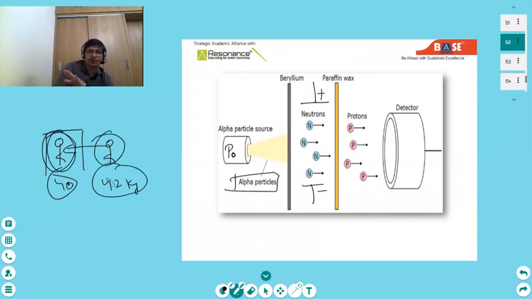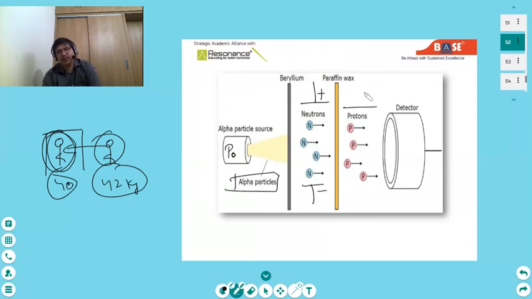The same concept is used here. The neutron which is coming out has a similar mass to that of a proton. Then only is the proton knocked out. Otherwise, the proton will never be knocked out if the mass of the neutron is less. So paraffin wax is rich in protons. That's why they are coming out.